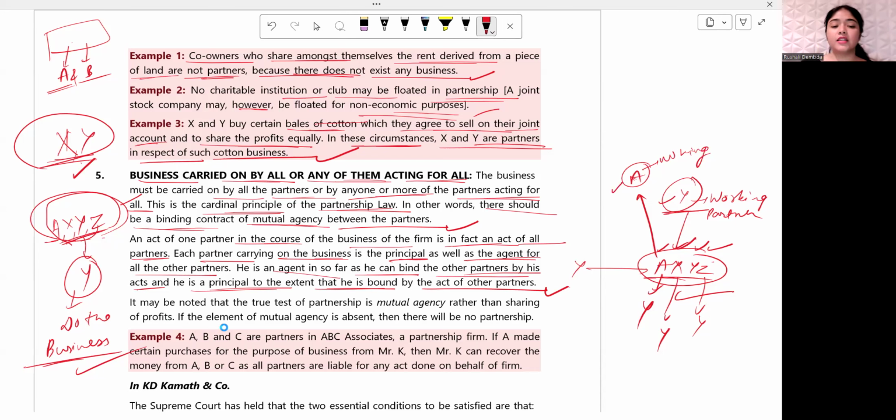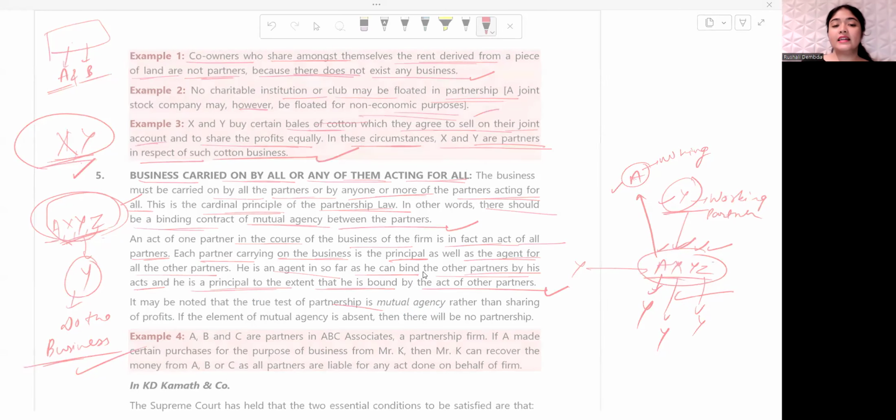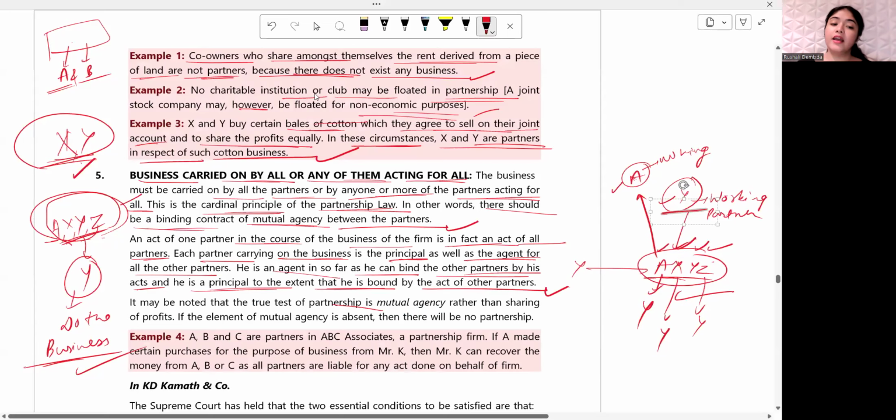It may be noted that the true test of partnership is mutual agency. How clearly they are agreeing with each other, how well their mutual agreement is there, is the true test of partnership, is where you can see that this partnership is actually into existence. Rather than sharing of profits. If two people are sharing the profit, that does not mean it is partnership. If they mutually agree by an agreement, then you can say that this particular formation is of a partnership business. If the element of mutual agency is absent, there will be no partnership.